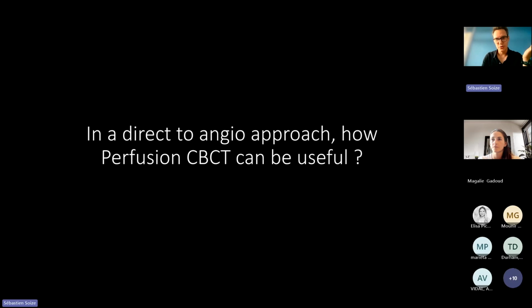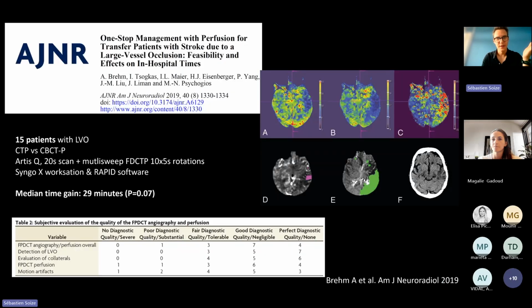So when you go to this direct to angio approach, how can you use perfusion CBCT? There are plenty of applications. First of all, I repeat that there's one study that has been done with Siemens, not with CERCare, but with the Rapid software. They were saying that you can win 29 minutes compared to a standard CTP protocol. The thing is, in such a study, you get a really, really low correlation between the CTP and the results of the Rapid software with CBCT, which is probably not the case with CERCare, which is much more reliable.